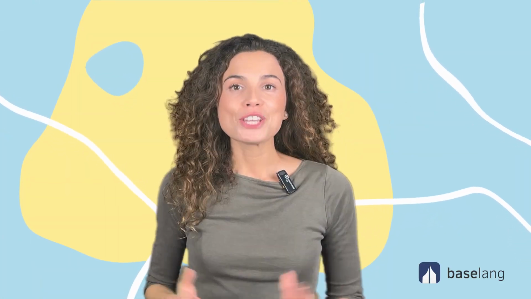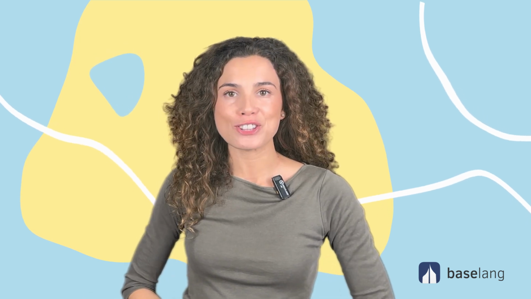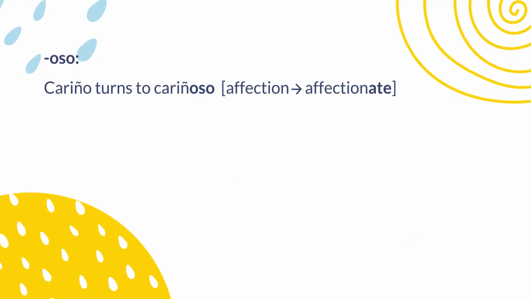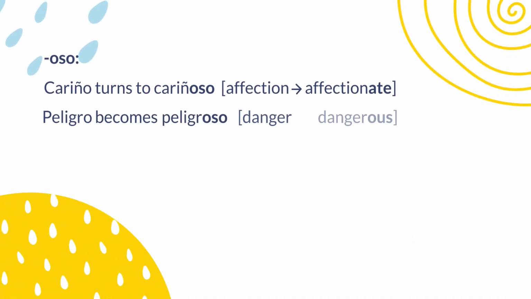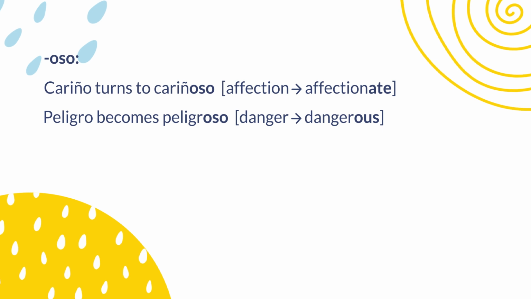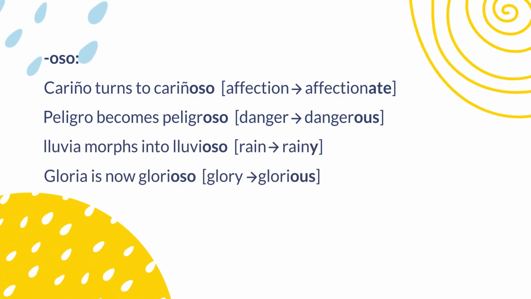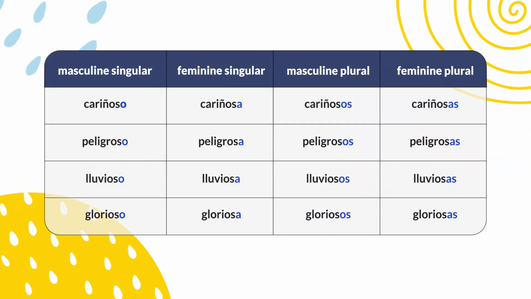Next, we have a suffix that turns a noun into an adjective, -oso. You have a few different suffixes in English that do this, like -ous, -ate, -y, or -ful. Let's see. Cariño turns to cariñoso. Peligro becomes peligroso. Lluvia morphs into lluvioso. And gloria is now glorioso. Remember that as adjectives, these also have feminine and plural forms.